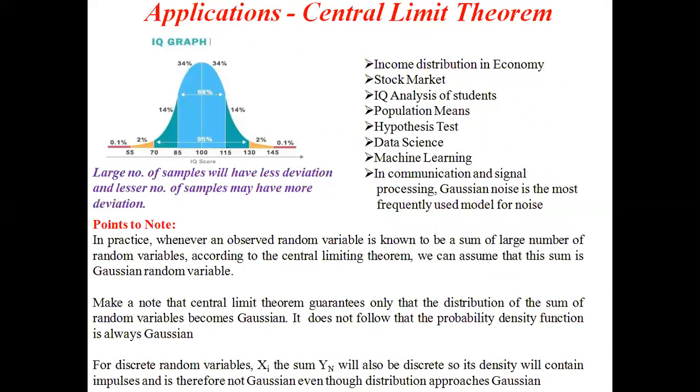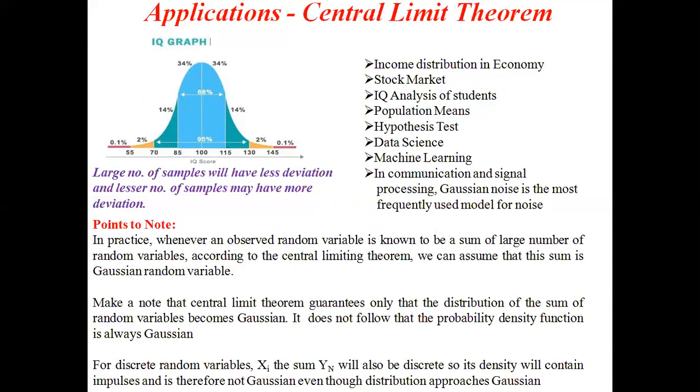The most important part of central limit theorem is where we can use that concept. You can use it in income distribution in economy, stock market, IQ analysis of students, population means, hypothesis test, data science, machine learning, and also in communication and signal processing for modeling of Gaussian noise. For all these applications, you will collect some number of samples.